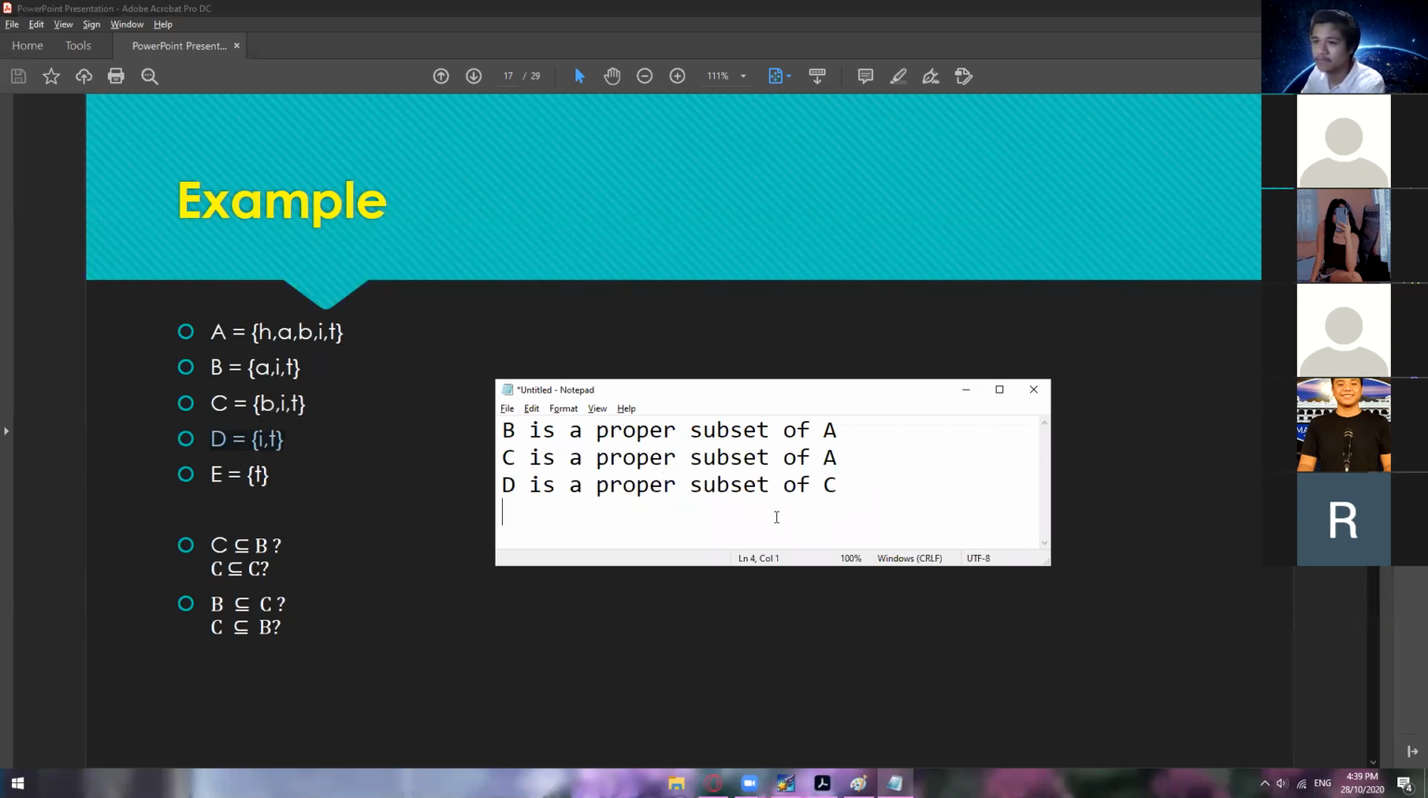The same with this one. E is a proper subset of D because we can find the elements of E in set D, but we cannot find one element in set E. Okay, so I hope you got the idea of the difference between a subset and a proper subset. In a subset, it's okay if you can find everything, but in a proper subset, there should be at least one element that cannot be found in the proper subset.